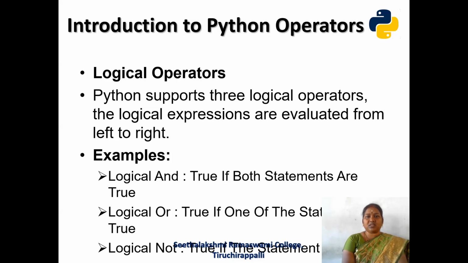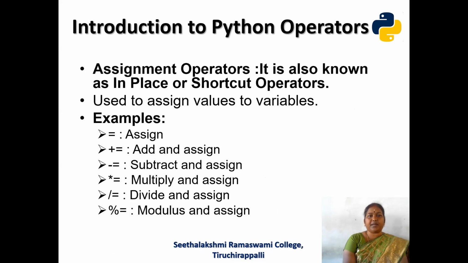Logical operator. Python supports 3 logical operators. The logical expressions are evaluated from left to right. Logical and: the statement is true when all the conditions are true. Logical or: the statement is true if any one of the statements is true. Logical not: the complementary statement.